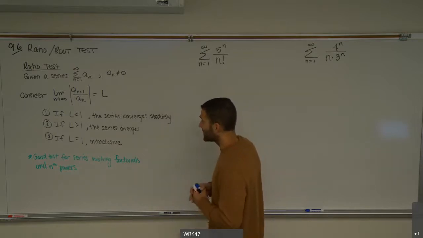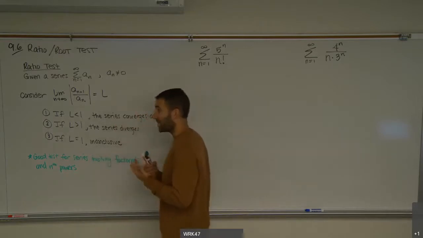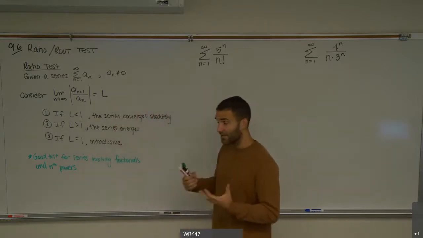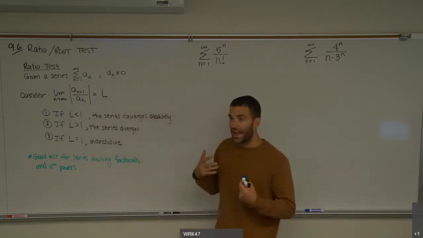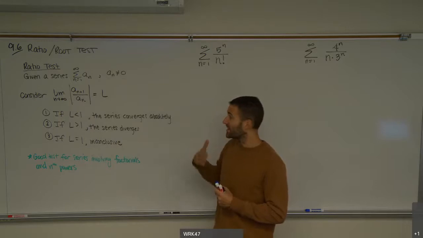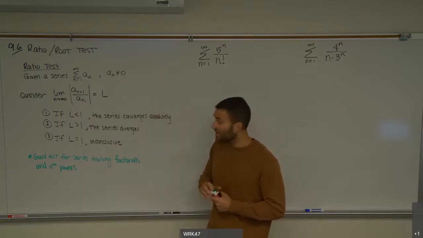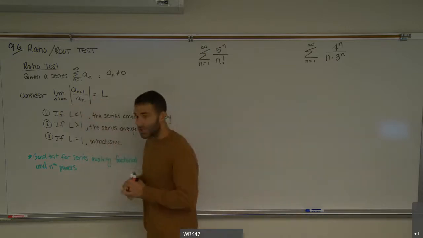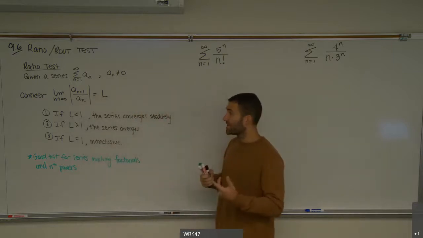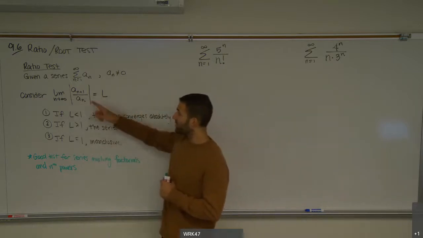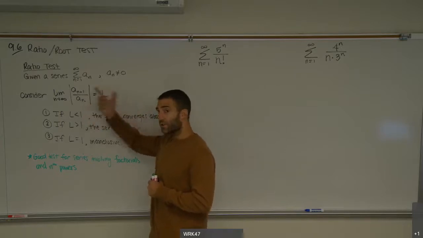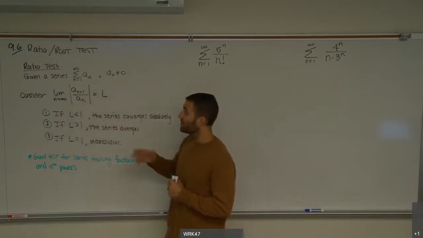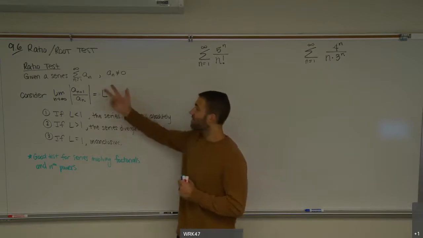The ratio test says, given a series, it doesn't have to be positive. You could have negative terms, you could be alternating, whatever series, as long as you don't have any zero terms in your sequence. You're never going to add zero in, and you'll see why in a second because of the way the test works. You consider the limit of the ratio of consecutive terms in the sequence, a_{n+1} over a_n. So a2 over a1, a3 over a2, a4 over a3, and so on as n goes off to infinity.